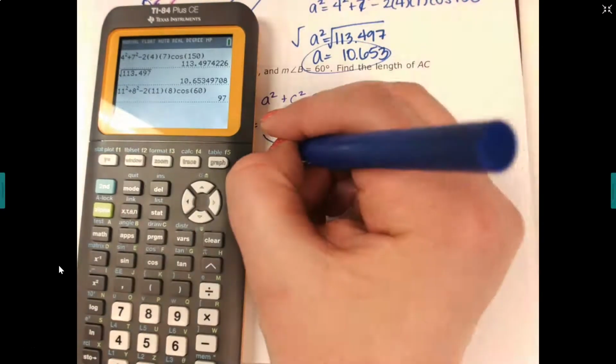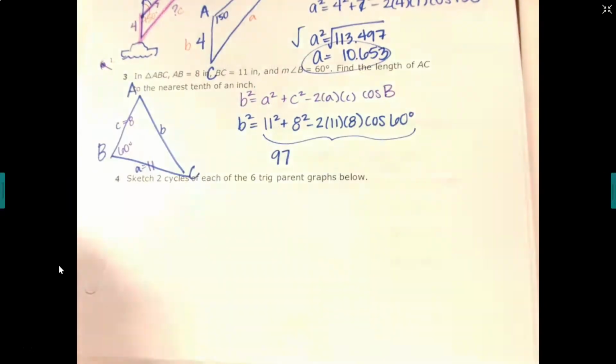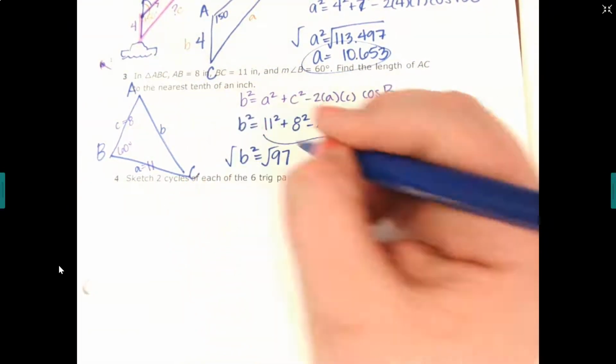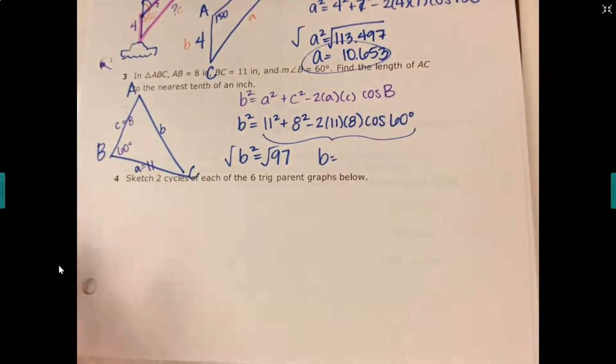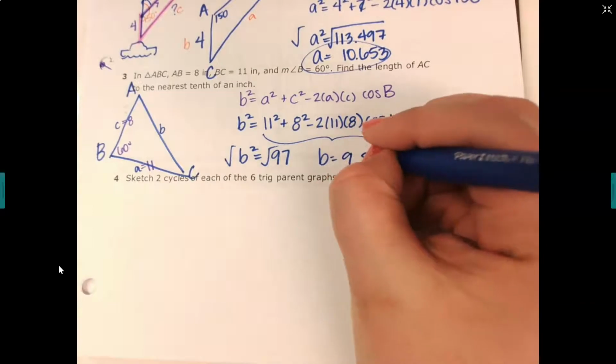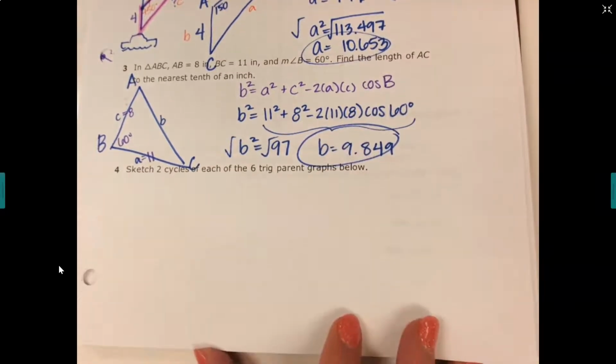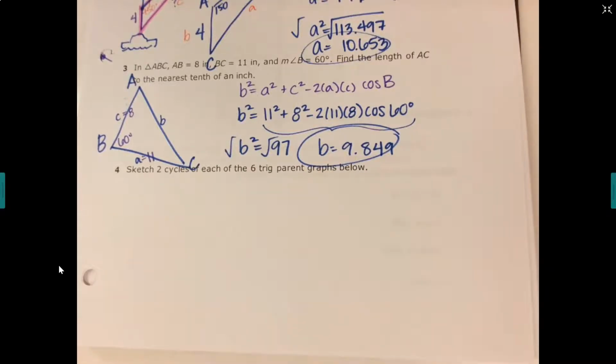Okay, I got 97. And then if that's what B squared is, what's my last step? Square root of 97 equals 9.849. Okay, that's how long the missing side is.